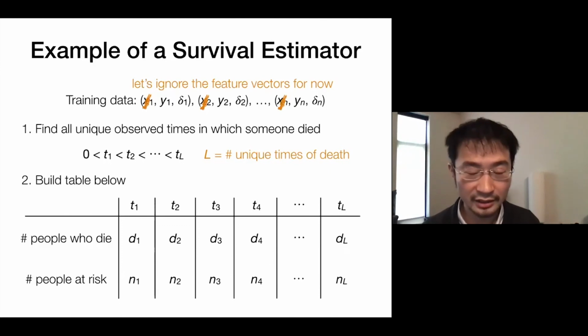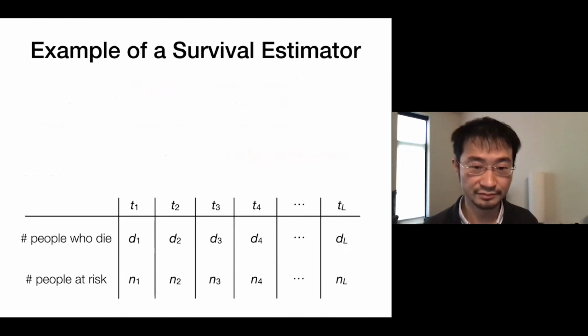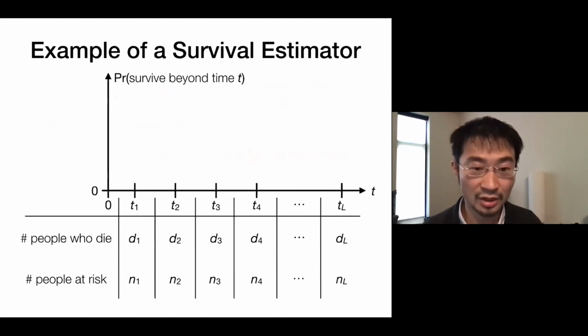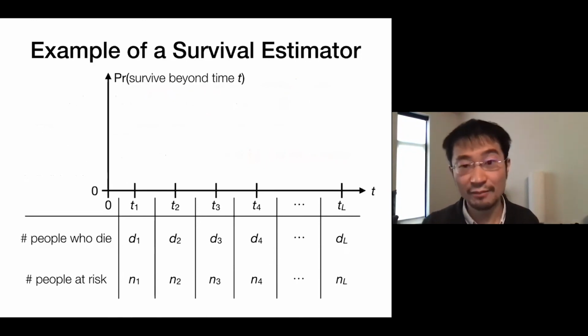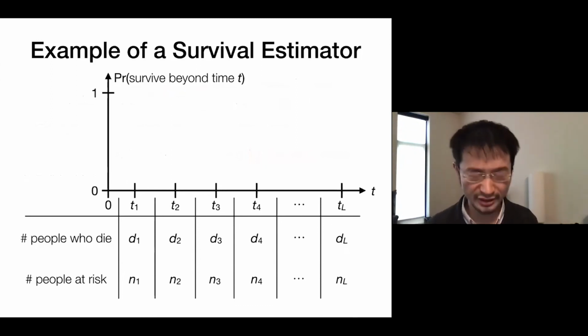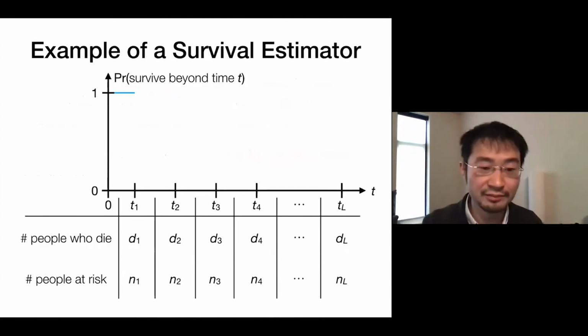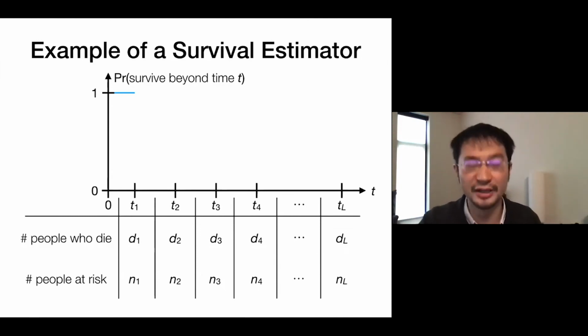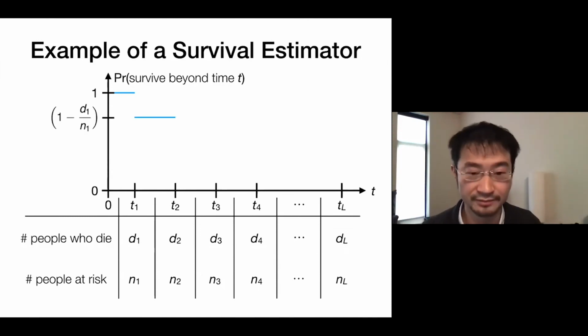And after we create this table, then we can do the following. The probability of surviving beyond time t at time 0 is 1, since no one has died yet. Then once we get to time t1, the empirical probability of dying is going to be d1 divided by n1. So the probability of surviving is going to be 1 minus that fraction.